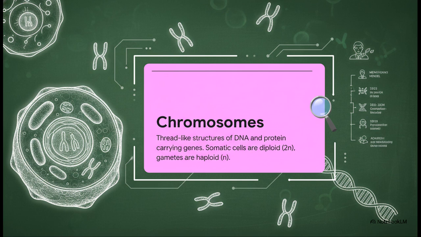Just imagine these incredibly long threads of DNA all wrapped up super tightly around proteins to keep them stable. And the genes are all arranged along them in a very specific linear order. Now, in most of the plant's body cells, what we call somatic cells, these chromosomes come in pairs. That gives us a diploid or 2n number.